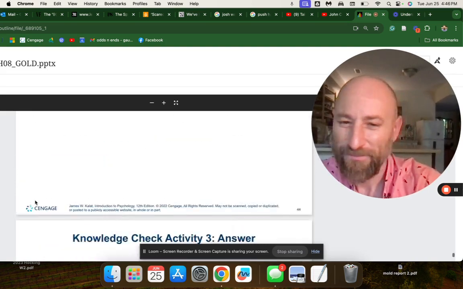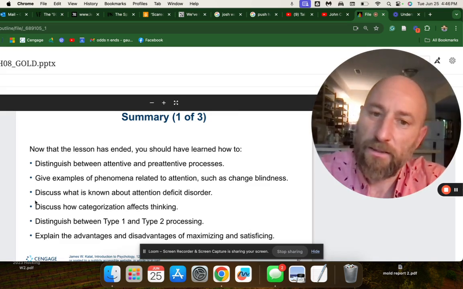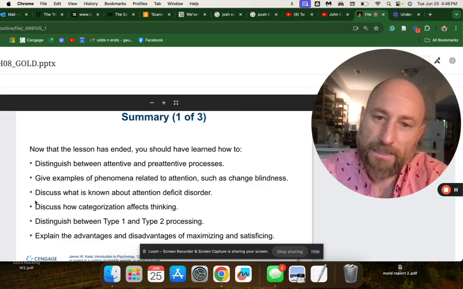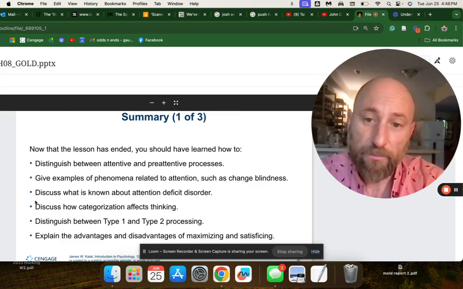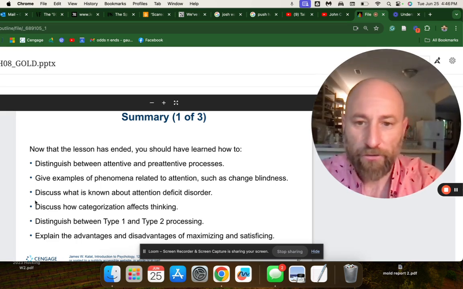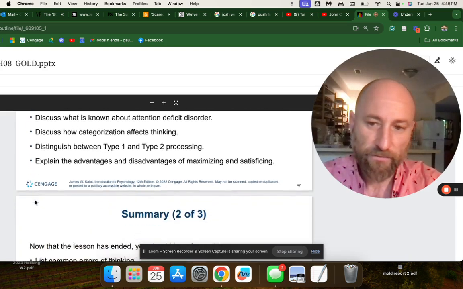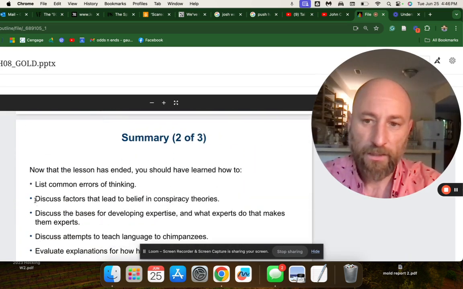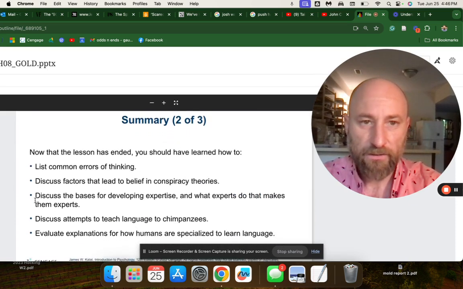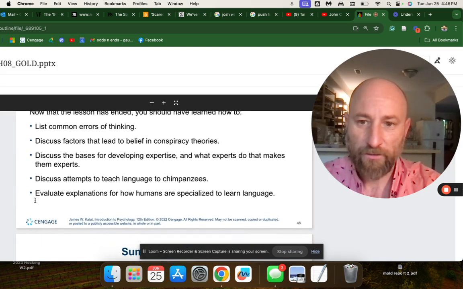Fascinating, I know. Okay, we come to our lovely summary. Now that the lesson has ended, you should have learned how to distinguish between attentive and pre-attentive processes. Give examples of phenomena related to attention, such as change blindness. Discuss what is known about attention deficit disorder. Discuss how categorization affects thinking. Distinguish between type 1 and type 2 processing. Explain the advantages and disadvantages of maximizing and satisficing. List common errors of thinking. Discuss factors that lead to belief in conspiracy theories. Discuss the basis for developing expertise and what experts do that makes them experts.